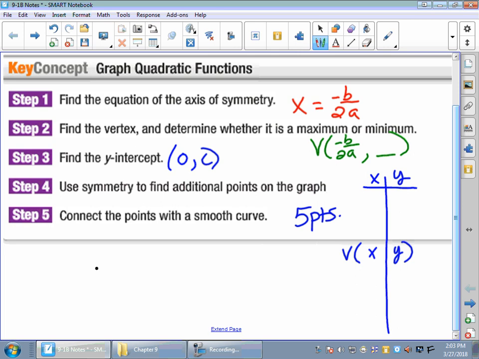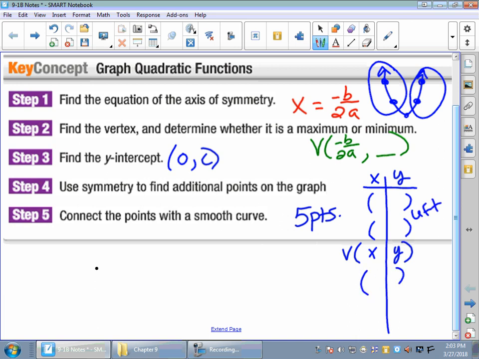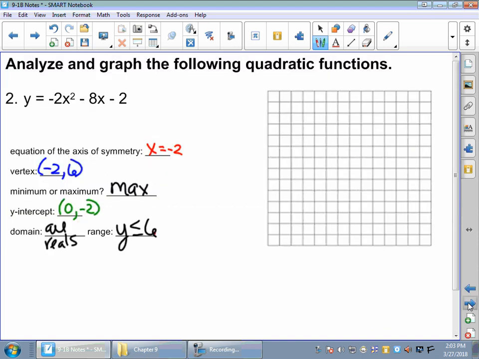Since the vertex is that middle point of a graph, I like to put it in the middle of my table. And then we need 2 points that are on the left side of the graph, and 2 points that are on the right side. If we're lucky, we'll find a point on the left, and we'll know that there's a matching point because of symmetry on the right. So these 2 ordered pairs above would be to the left, and these 2 ordered pairs that we're going to find are to the right. Again, when you make a table of values, you pick an x value, you plug it into the equation, and then the equation gives you the coordinating y value. So I need 5 total points, and then we just connect them.